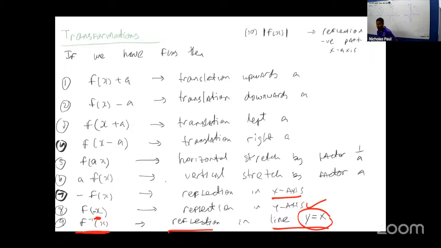Number 10, anybody remember it? Modulus. Last week we did modulus, and modulus is what? You reflect the part below the x-axis in the x-axis. Okay? So number 10 is the modulus of f of x.